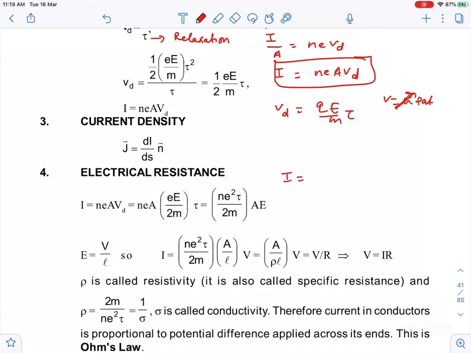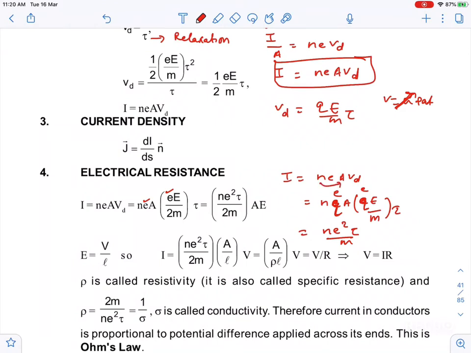Resistance can be calculated in terms of drift speed also, guys. How? See, I is equal to n e A V drift, you have written, right? Now I'm substituting the value of V drift, which is QE by m into tau. Q is the electronic charge, so you can write e here. If you are writing q here, you write q there; like here they have written e and e. So n e A, or n q A, times QE by m into tau, can be written as n e square tau by m.